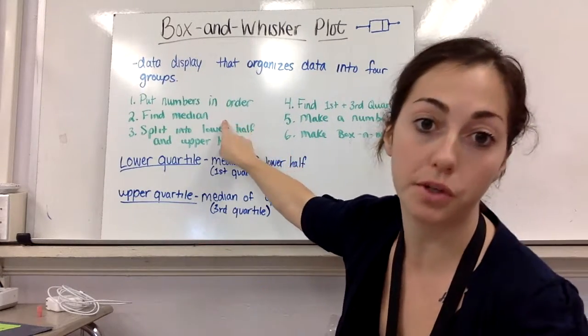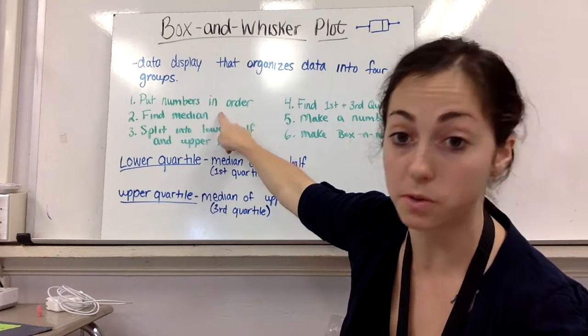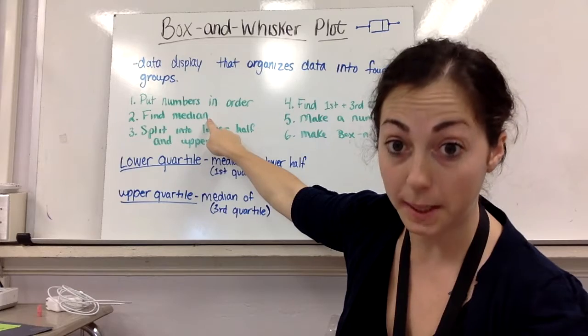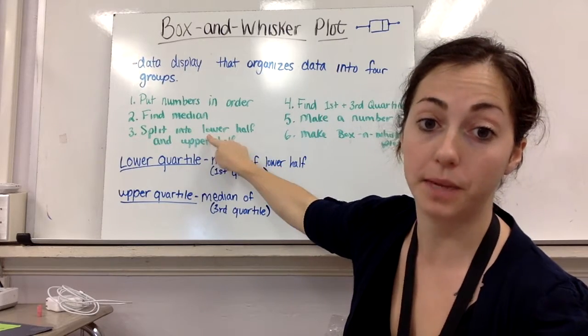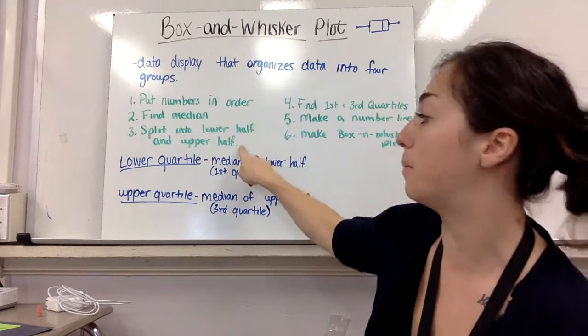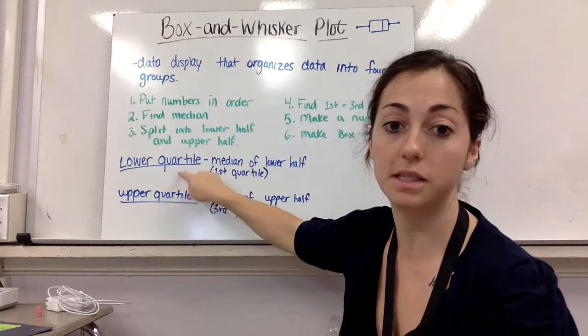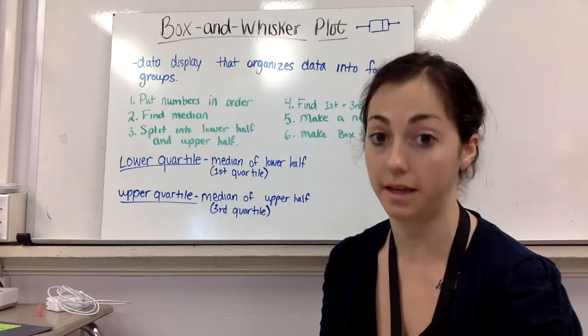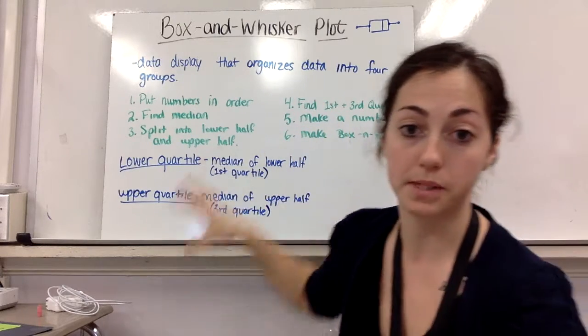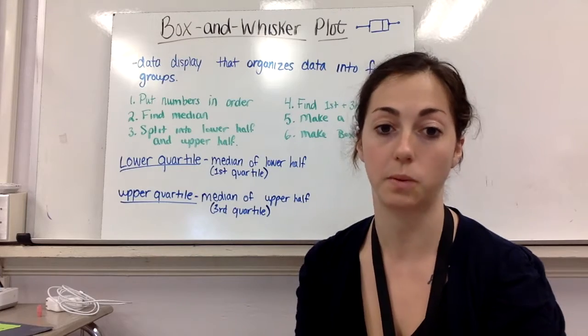The first thing we have to do with box and whisker plots is to put the numbers in order. Step 2, we need to find the median. Step 3, we need to split into a lower half and an upper half. And this is where these definitions come in handy. But notice that we will have more steps. So if you want to leave some space, that's okay.